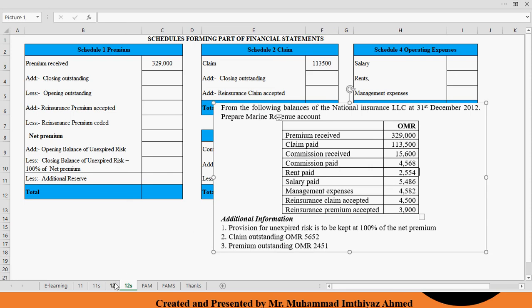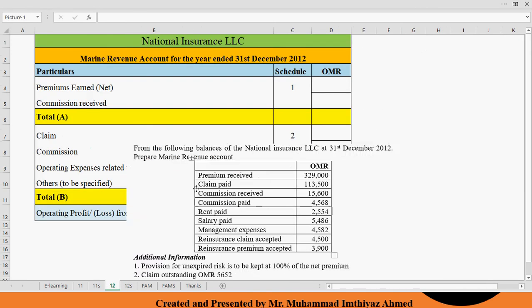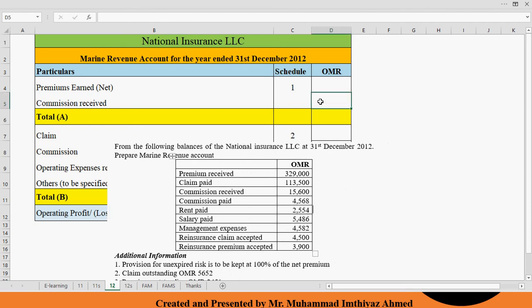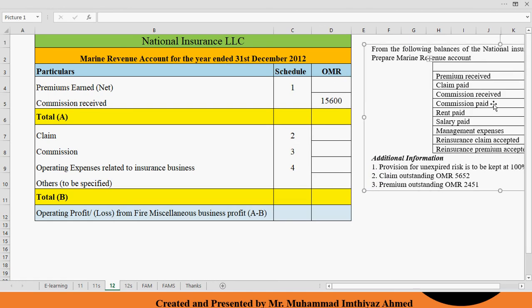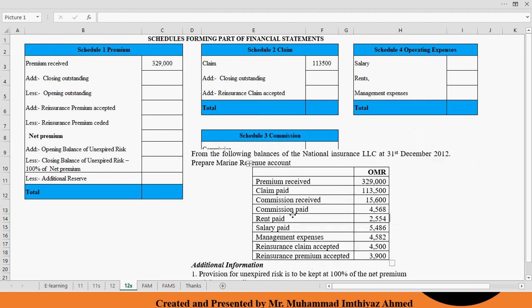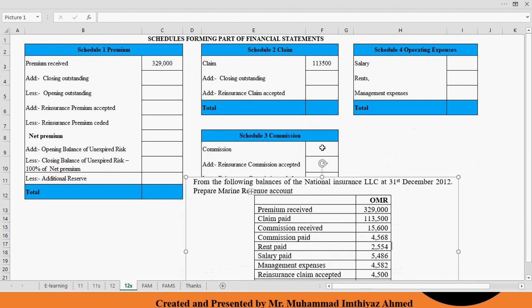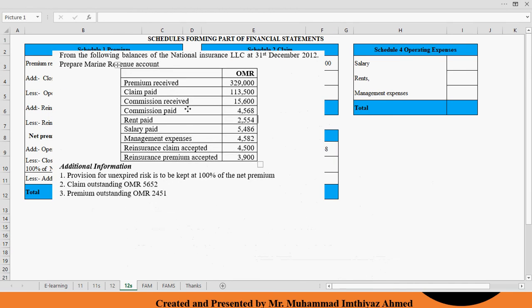The next is commission received. Commission received is an income. So we need to enter commission received. I keep it below, 15,600. So after commission received, it is commission paid. So commission paid we need to enter in the schedule. So commission paid is 4,568. So that I have entered. And next I have to enter rent paid. So rent paid here is 2,554 and salary paid is 5,486. Management expenses is 4,582.